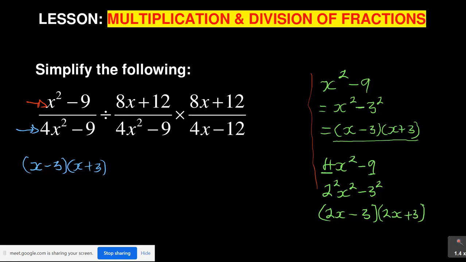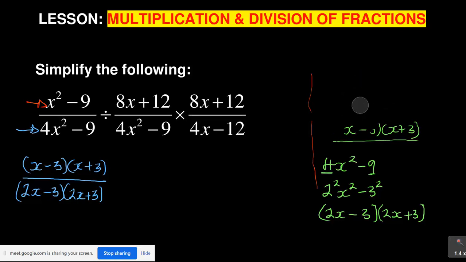So that is what you will be having on this other side, which is 2x. It's 2x minus 3. Yes. 2x plus 3. Then if I'm to factorize, that's why I was writing it on the other side, so that I can use the same space here.